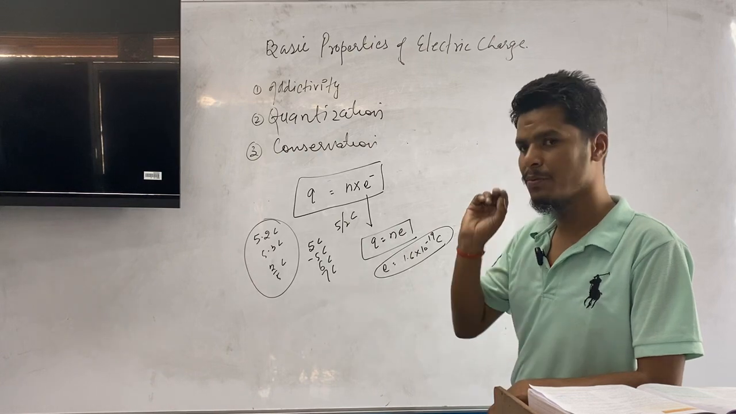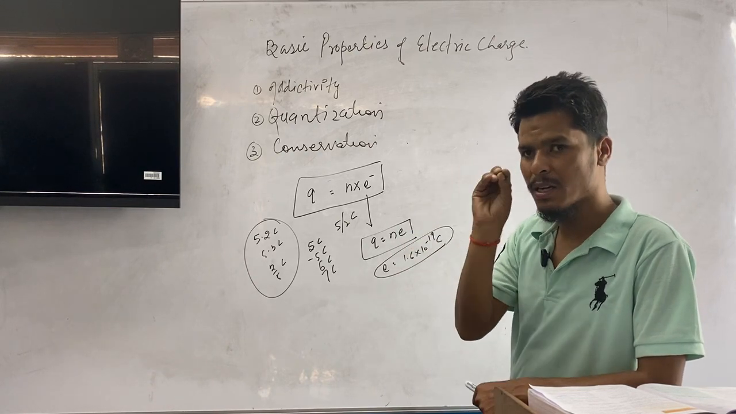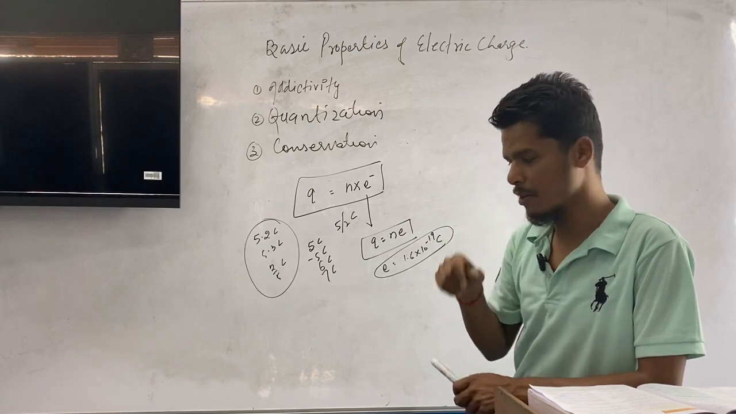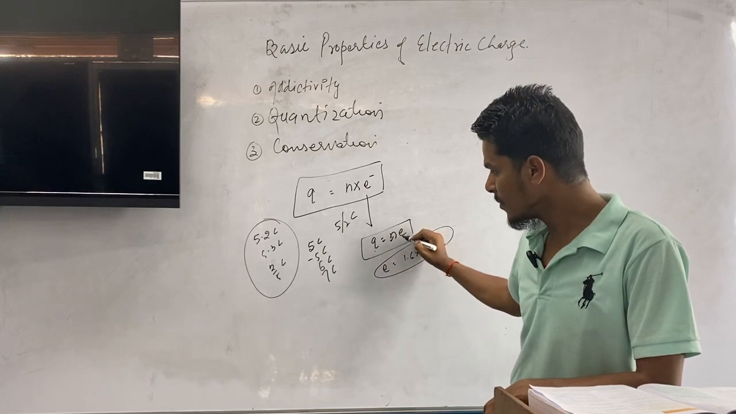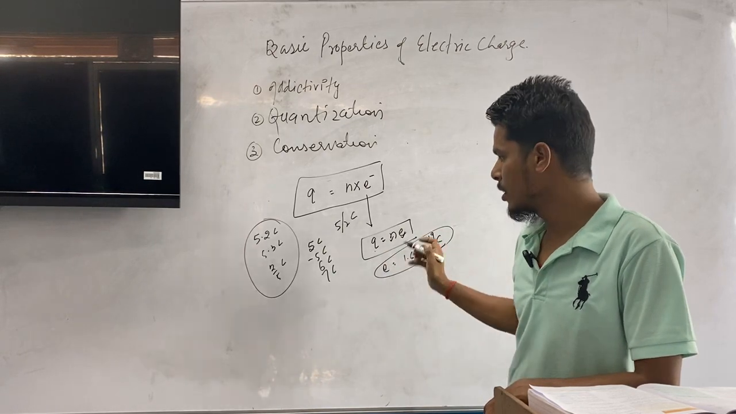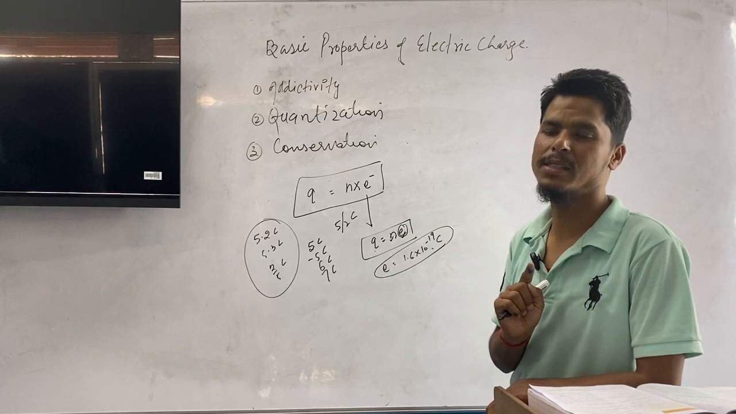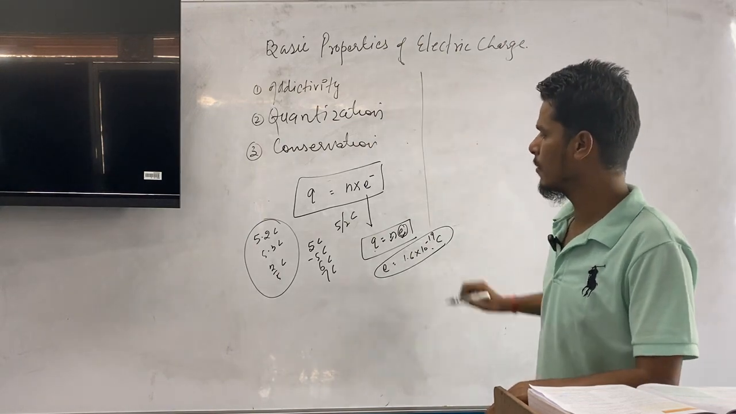So if we want to calculate the charge on a body, first we have to know the number of electrons and the charge on an electron. The charge on an electron is a constant. So only one thing that we have to know, that is the number of electrons, right? So let's understand through an example.